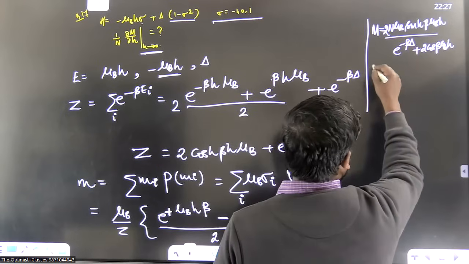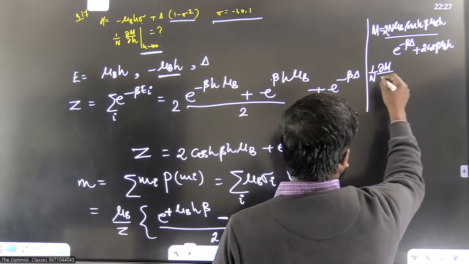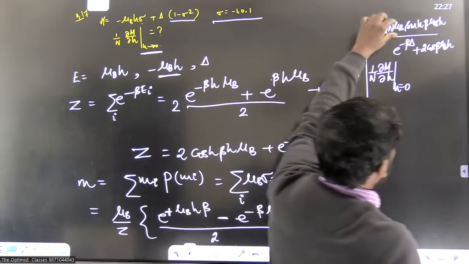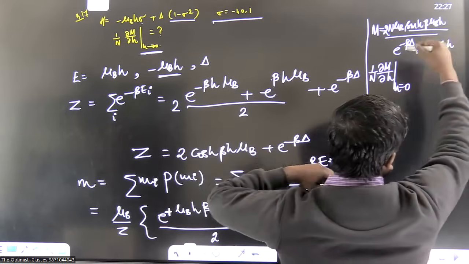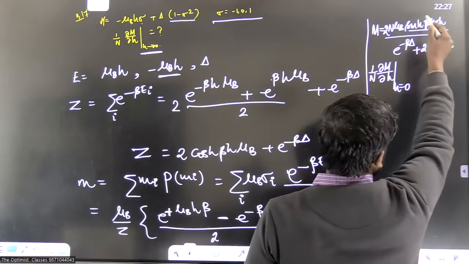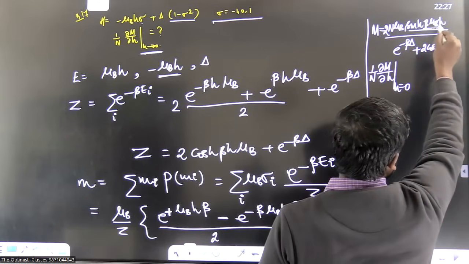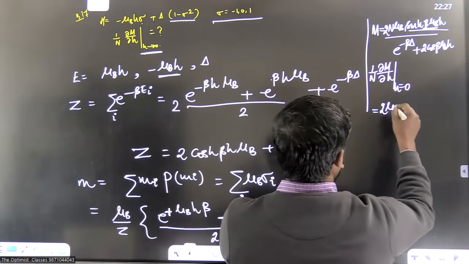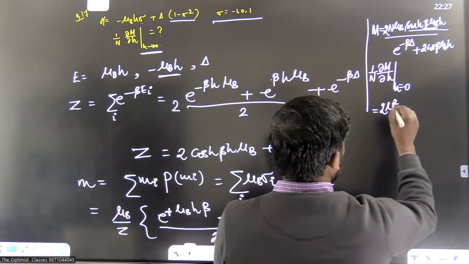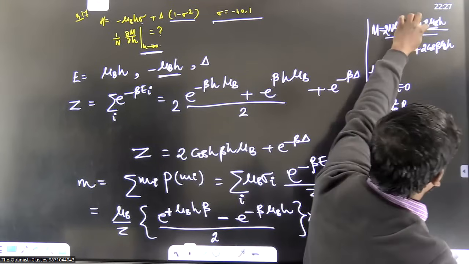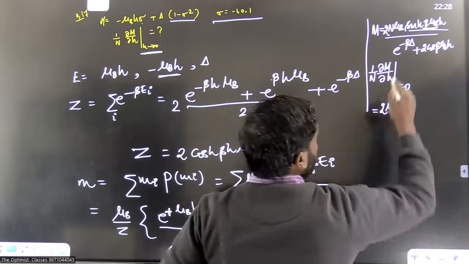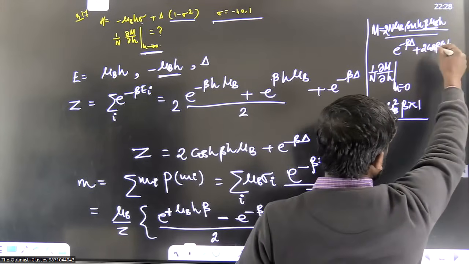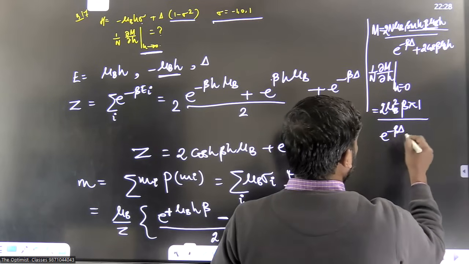Now let us calculate 1 by n times delta m by delta h at h equal to 0. When you differentiate the numerator with respect to h, sine hyperbolic becomes cosine hyperbolic, and when you put h equal to 0, this becomes 1, and this multiplicative factor comes outside. Here n and n cancel out. So you get 2 mu b whole square, and there will be a beta factor, which also comes out when you differentiate with respect to h. The cosh becomes 1 at h equal to 0. So in the denominator, e to the power minus beta delta plus 2.